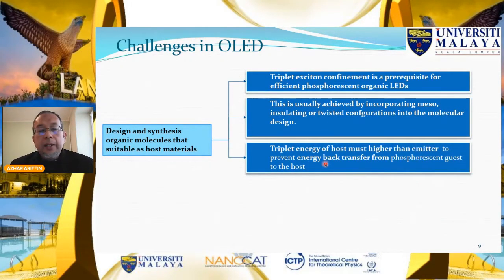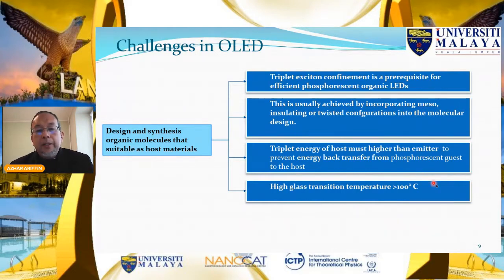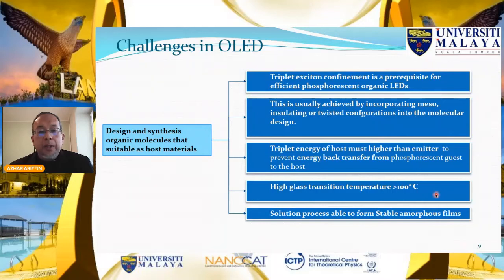Not only that, the molecule that we synthesize, especially for the host, should have triplet energy higher than the emitter. So in the OLED device, we have a host and we have an emitter. The host must have triplet energy higher than the emitter in order to prevent energy back transfer from the phosphorescent guest to the host. Another criterion is that the molecule should have a high glass transition temperature, ideally more than 100 degrees Celsius. And if possible, the molecule should be solution processable.